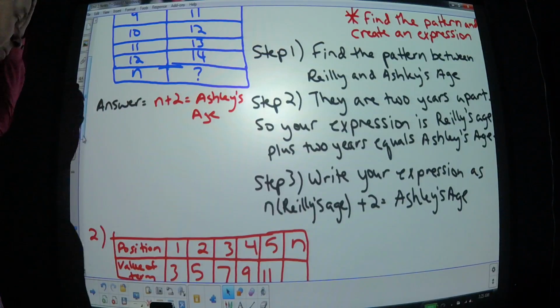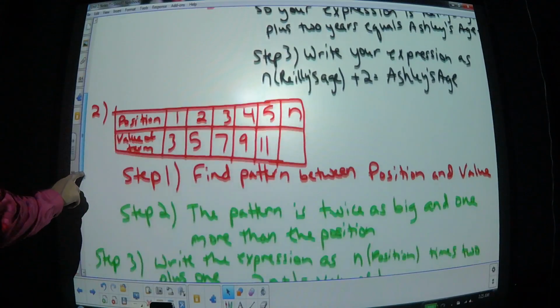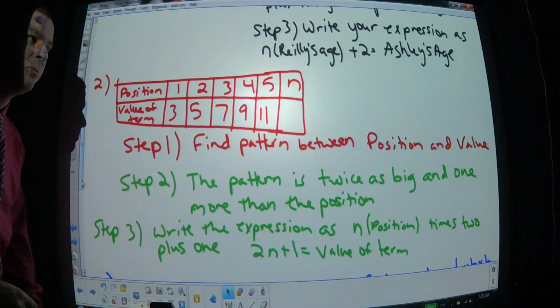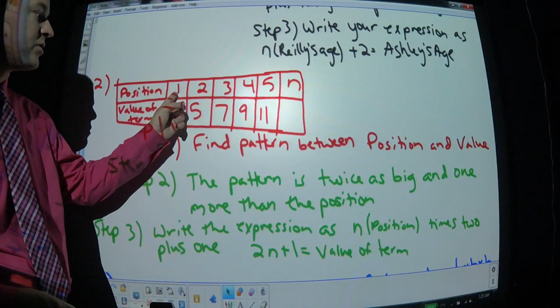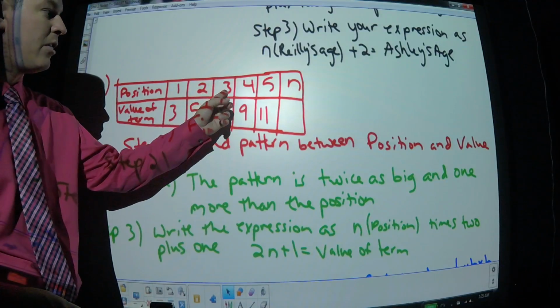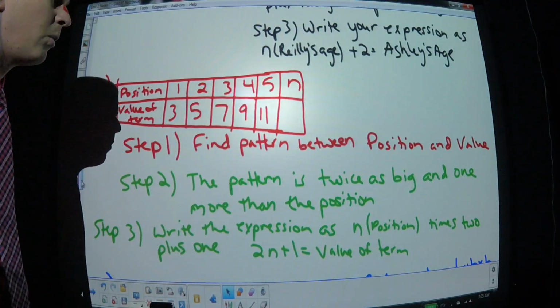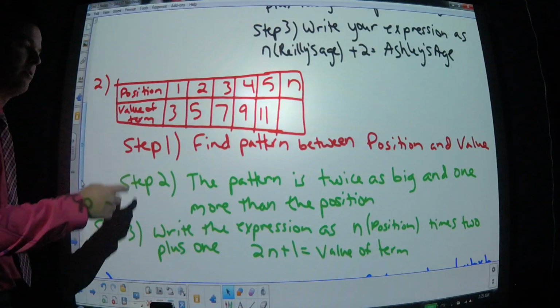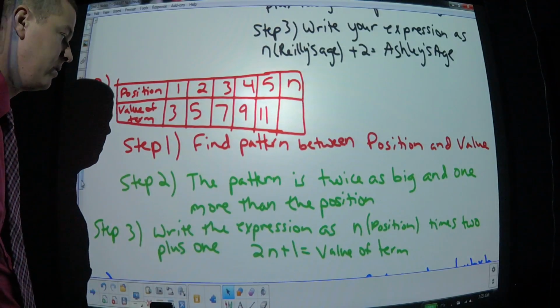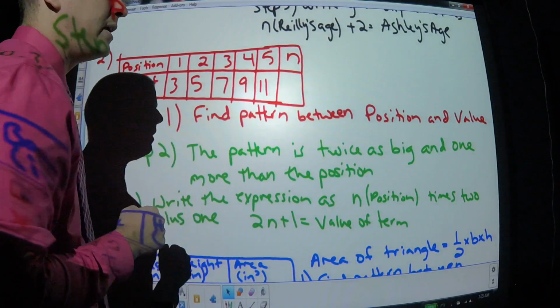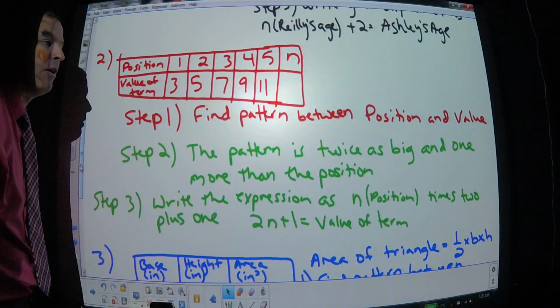All right? So looking at the next one. You've seen a table very similar to this. You've got a position and you have the value. So this is the first position, second term, third term, fourth term, fifth term, and then the nth term. We don't know what the value of that term is. That's what we're trying to find. So step 1 says find the pattern between the position and the value.